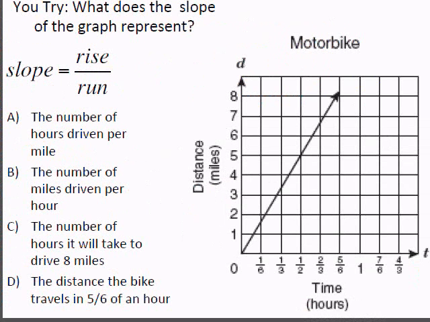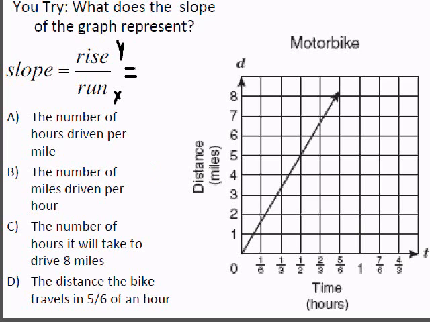Here's one for you to try on your own. Go ahead and press pause, work it out, and press play when you're ready to see the answer. Again, it's asking us for the meaning of the slope, or what the slope represents. We're going to start off with slope being rise over run, and we're going to write down what the rise and what the run represent in the situation. So again, rise is your change in y, run is going to be your change in x.